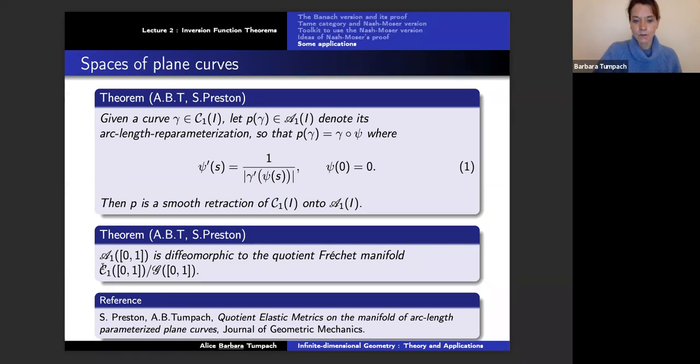And there is a reference where we do something else. With my collaborator Steve Preston, we were computing some elastic metric, and then we saw that this was not proven in the literature: that the space of arc length parametrized curves is a smooth manifold in the space of all curves. So we had to prove it.